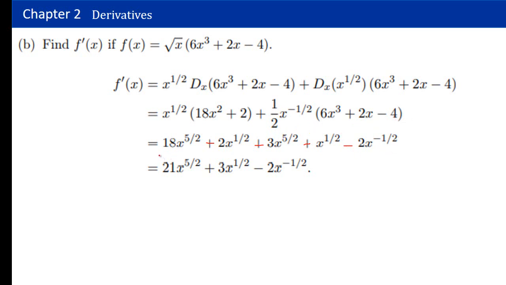So, we just add the 5/2, and then add the 1/2, and then we've got here 21x to the 5/2 plus 3x raised to the power of 1/2 minus 2x raised to the power of negative 1/2. This is the derivative of this f of x.